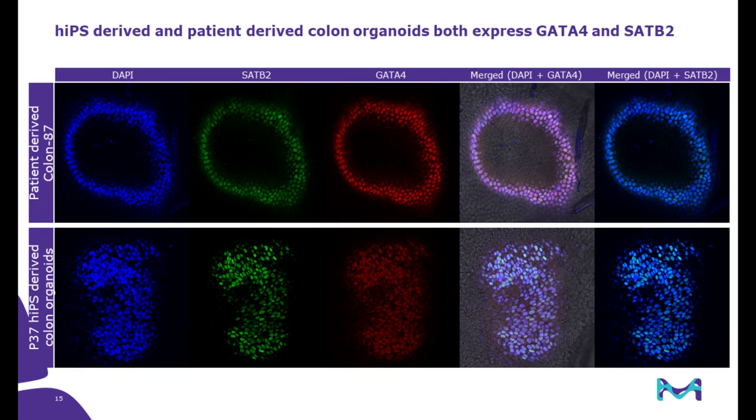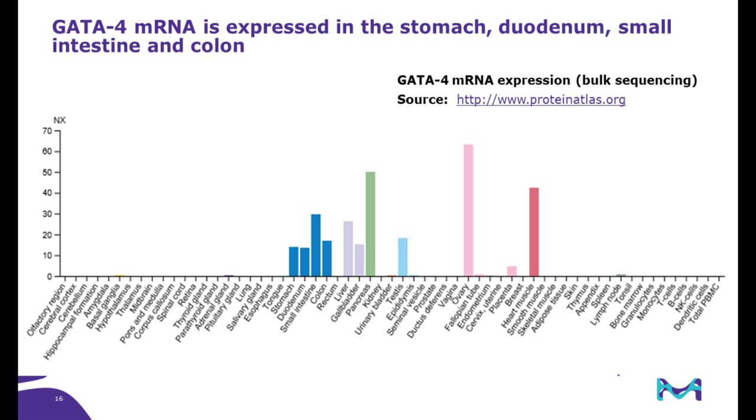To confirm the expression of GATA4 and SATB2 in our iPS-derived colon organoids, we stained alongside a patient-derived colon organoid line and found that both express SATB2 and GATA4. Both markers are expressed in the nucleus and they overlay with DAPI. We found that GATA4 mRNA is expressed in the stomach, duodenum, small intestine, and colon from both sequencing data on proteinatlas.org as shown here.